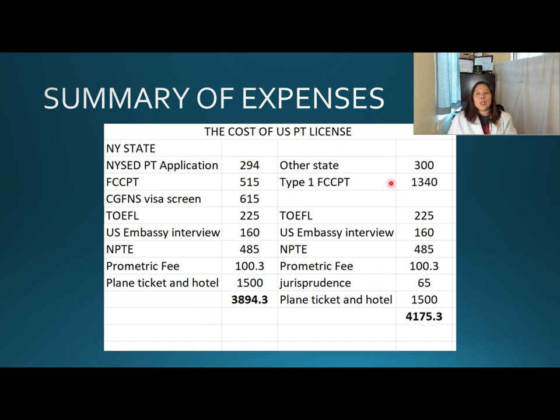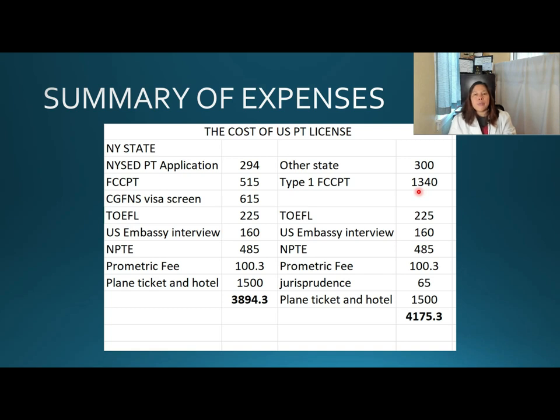If we take into account the other states, let's just say it's $300 for another state. It can be lesser. The type 1, so instead of New York verification credentialing, you go for type 1 FCCPT. Of course, you have to check with the state what credentialing agencies they prefer you to have. Each state has a preference for credentialing agency.